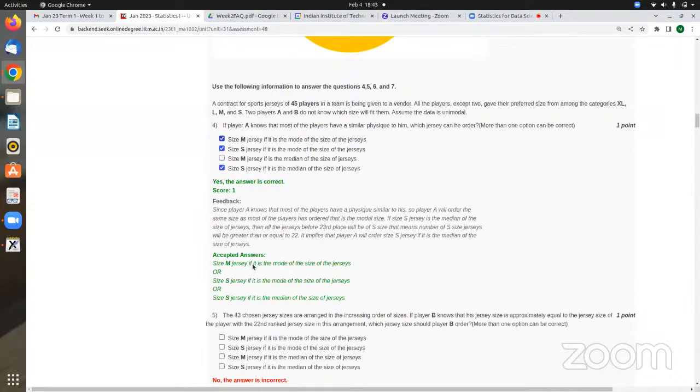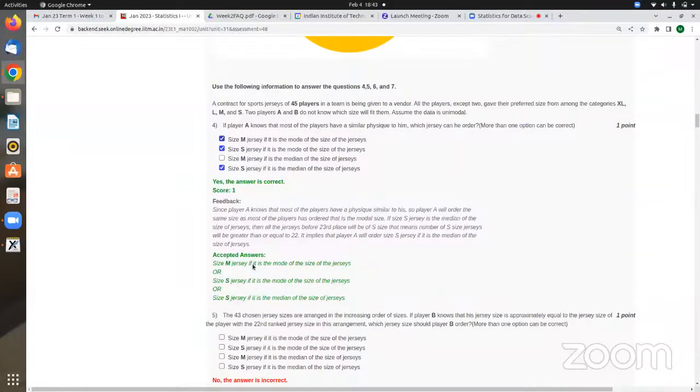Okay, sir. Likewise, if I have option C, if I have M as median, we can have multiple cases where I can show that it cannot be a mode in that case, right? But when I say if size S is median, then definitely it is mode, right? There is no other case. Yes, sir, got it. For option C, we have multiple cases to prove that even if medium size M is median, it cannot be mode.